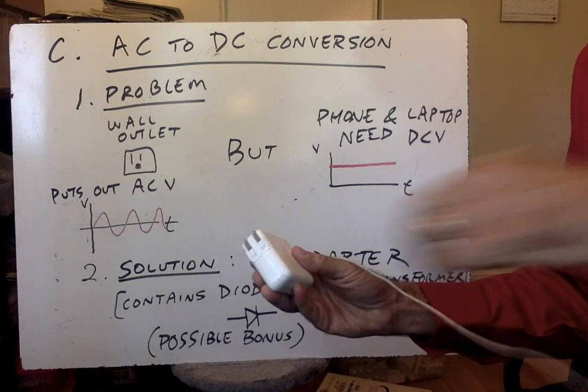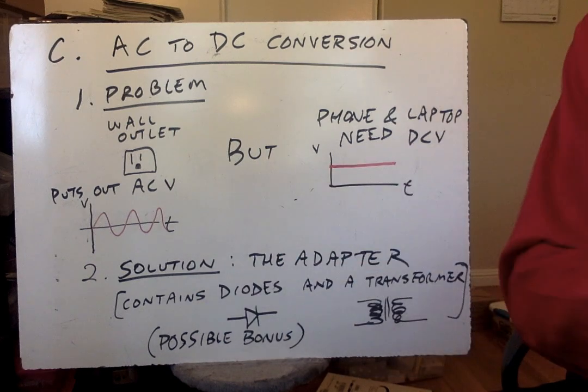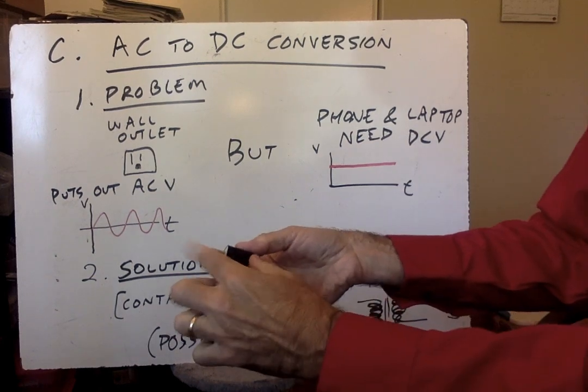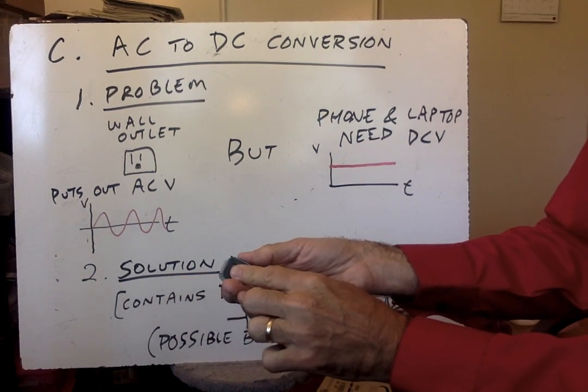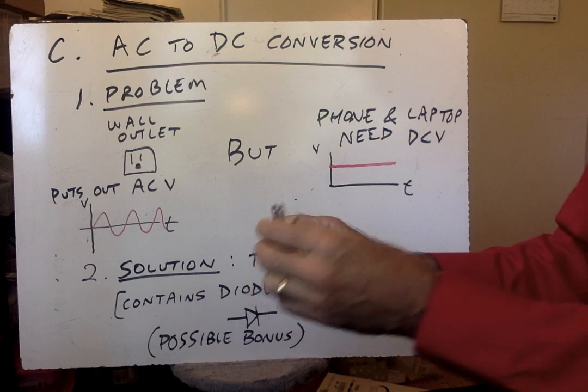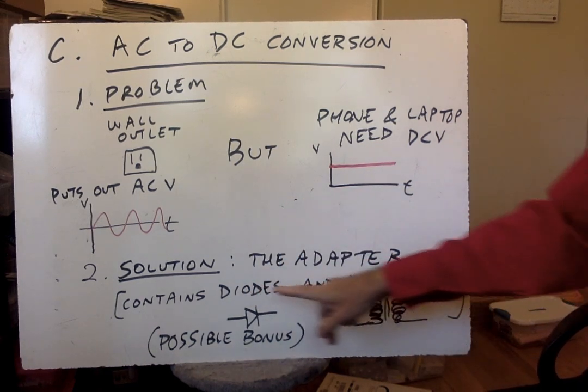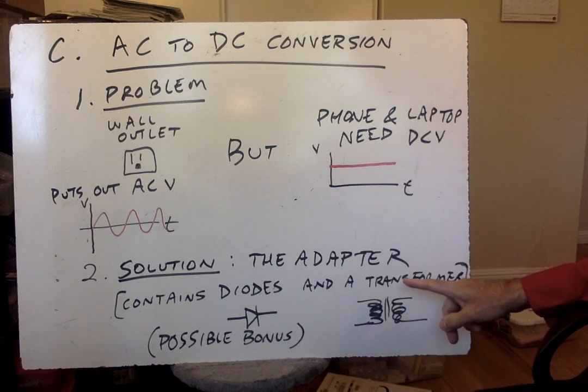This is the adapter for my laptop. And this is another adapter. AC goes in here, DC comes out there. An adapter is a little box that does this conversion. The adapter contains two things which you will not be tested on. This is the end of the circuits chapter.